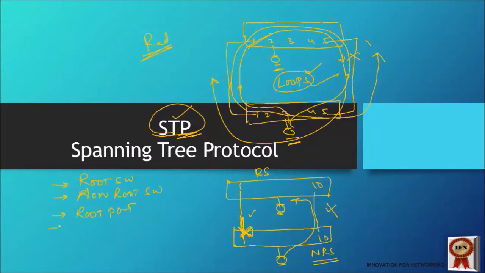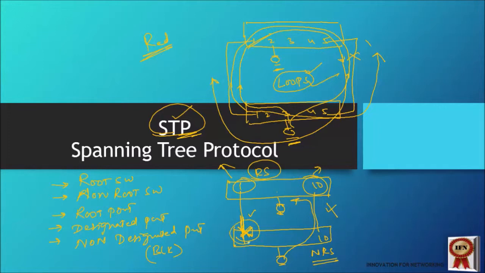Finally, we have the designated port. In the root switch, all the active ports are known as designated ports. So these two ports will be the designated ports. And finally we have non-designated ports. A non-designated port, in simple words, is a blocking port. So I can say this port got blocked. These are the different terminologies that come into the picture when you are working with STP.